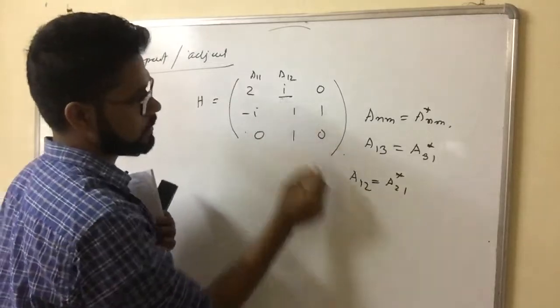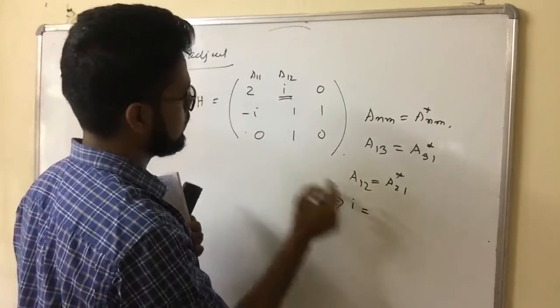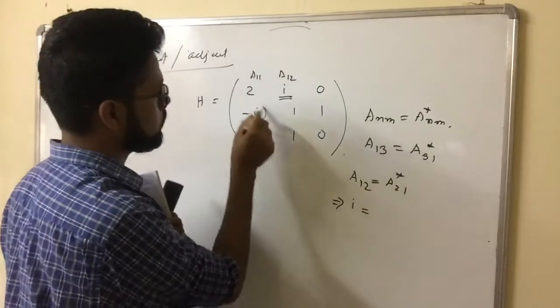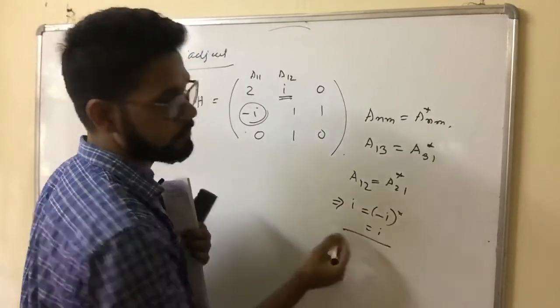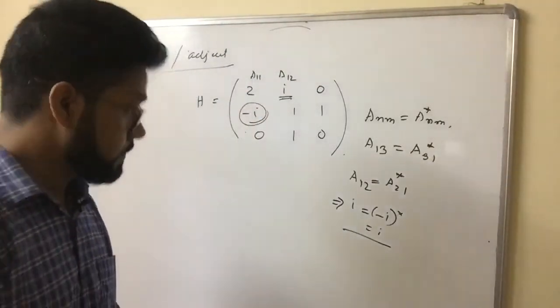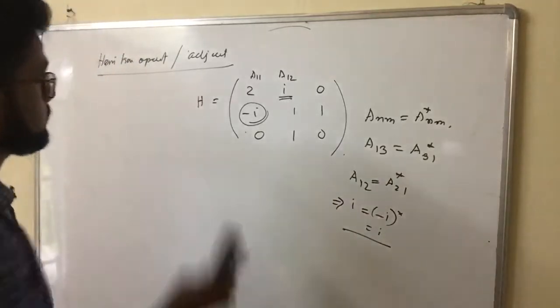See, A12 equals how much? This is i. And this element equals how much? Complex conjugation of A21. A21 means this element, so minus i, complex conjugation of i. So that means this matrix is Hermitian. This way you can also verify. Okay.